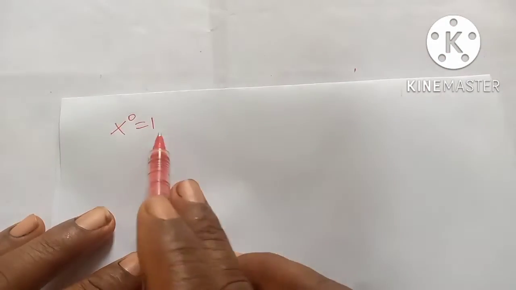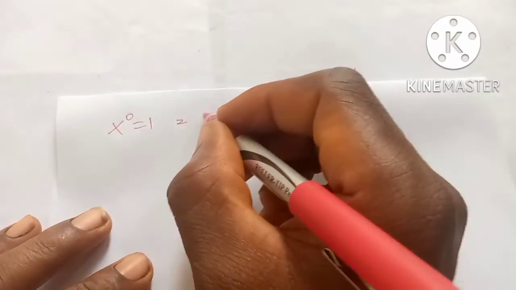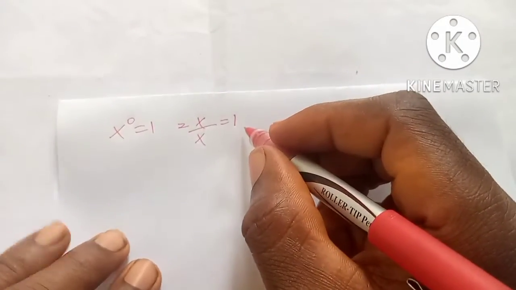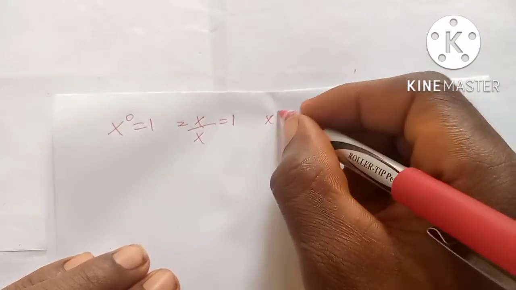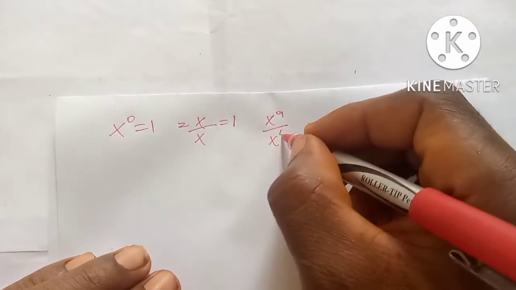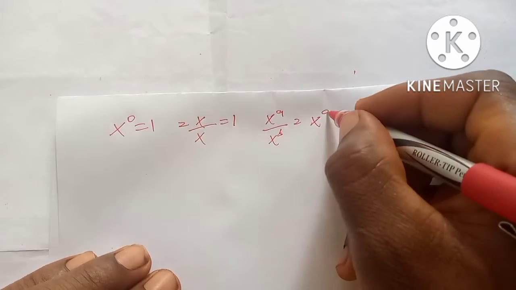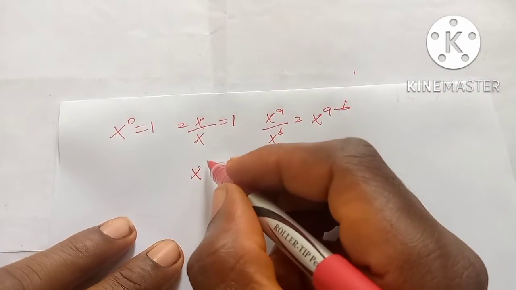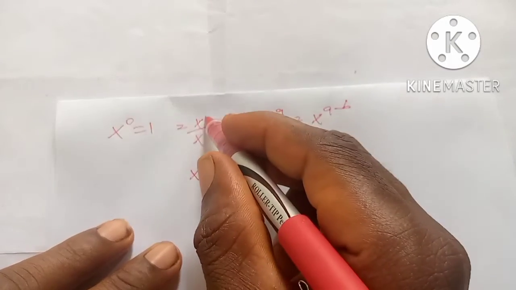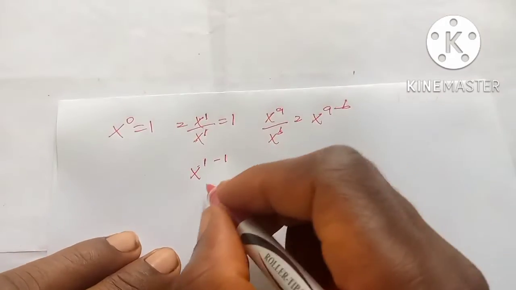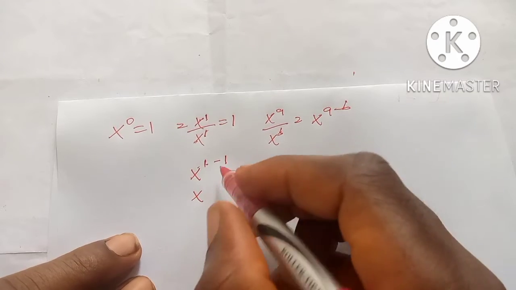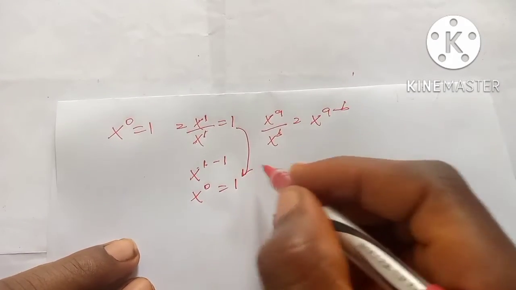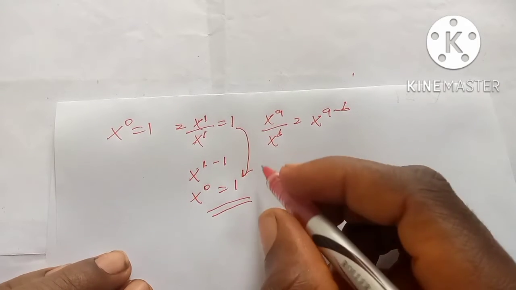To prove that x to the power 0 is equal to 1, remember that x over x is equal to 1. And then from the second law of indices, we have that x to the power a divided by x to the power b is equal to x to the power a minus b. And hence we can write this as x to the power 1 minus 1, because the power of this x is 1. So we have x to the power 1 minus 1 is x to the power 0, which is equal to 1. So that's just how to prove that x to the power 0 is equal to 1.